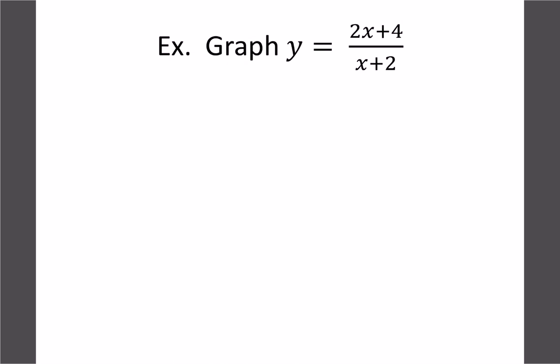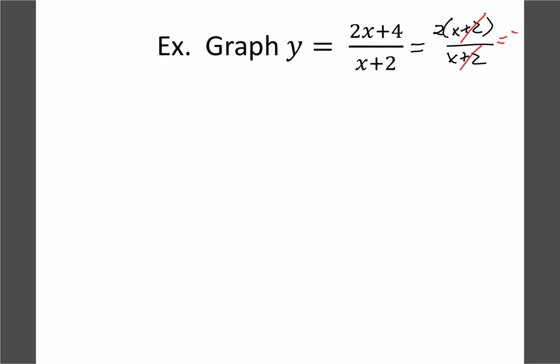So let's try a simpler example. What you want to do in any of these cases is try to simplify. So if we factor the top, we take out a 2. We have 2 times x plus 2 over x plus 2. We can see here that that factor of x plus 2 would actually cancel.